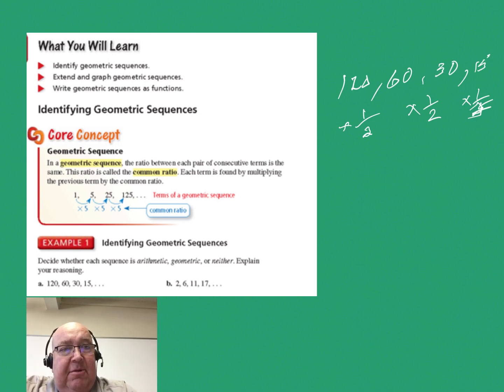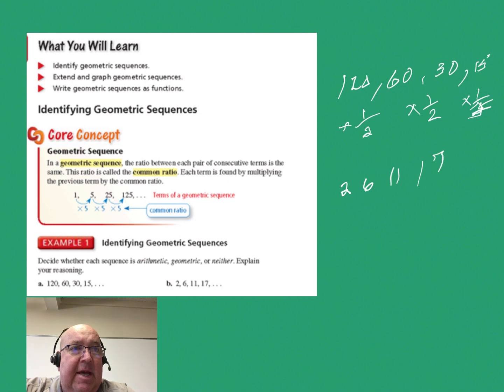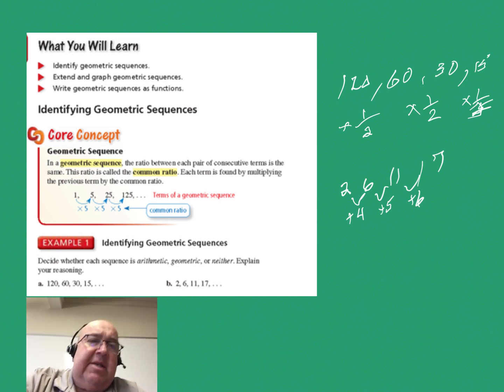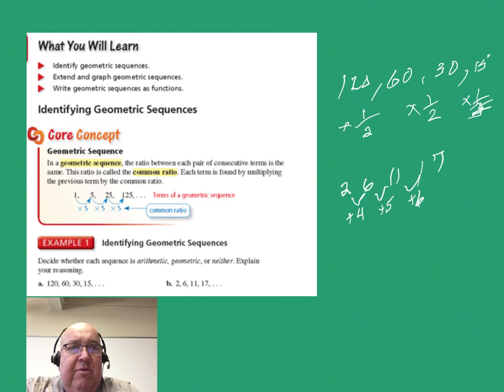We look at sequence B, 2, 6, 11, 17. So here it added 4. Here it adds 5. Here it adds 6. So it's not geometric, and it's not arithmetic. It's neither. So it grows in a different way. It doesn't grow by adding the same number.